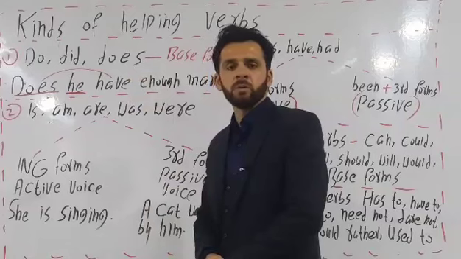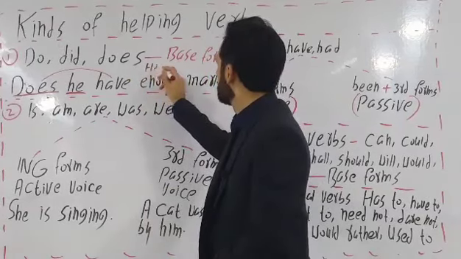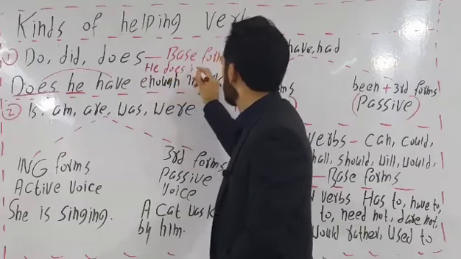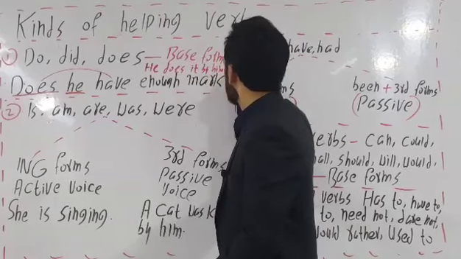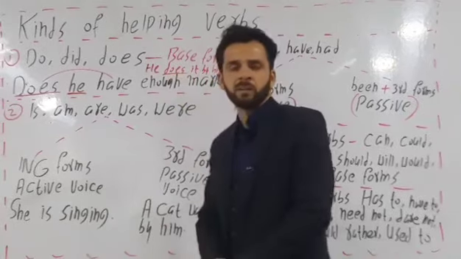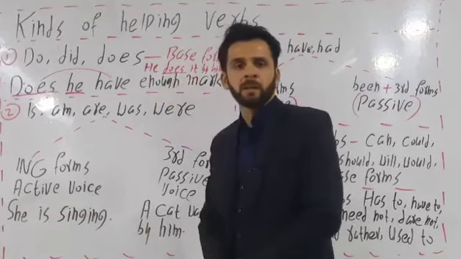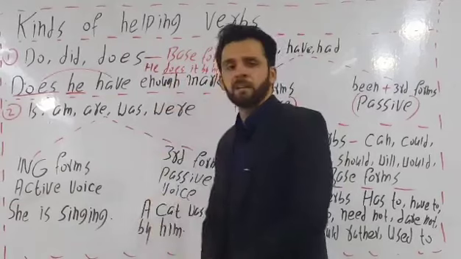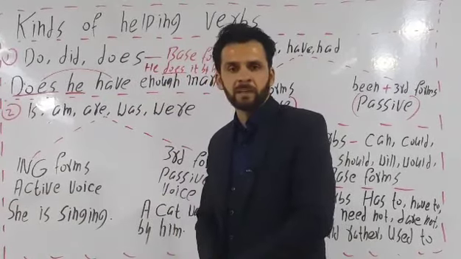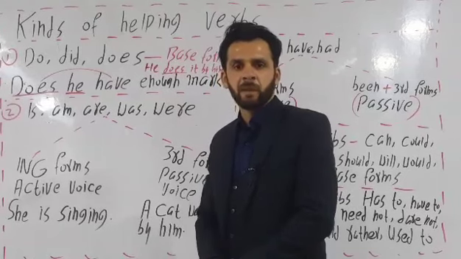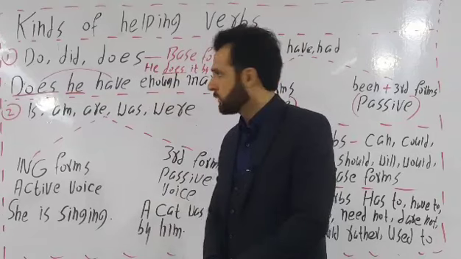These words do, did, and does can be main verbs. For example, he does it by himself. Here does is the main verb, not an auxiliary verb, because it is not followed by any other main verb. Here it itself is a main verb. Similarly, did can also be a main verb. For example, he did it. Here did is a main verb. He did not do it. Here did is an auxiliary verb.